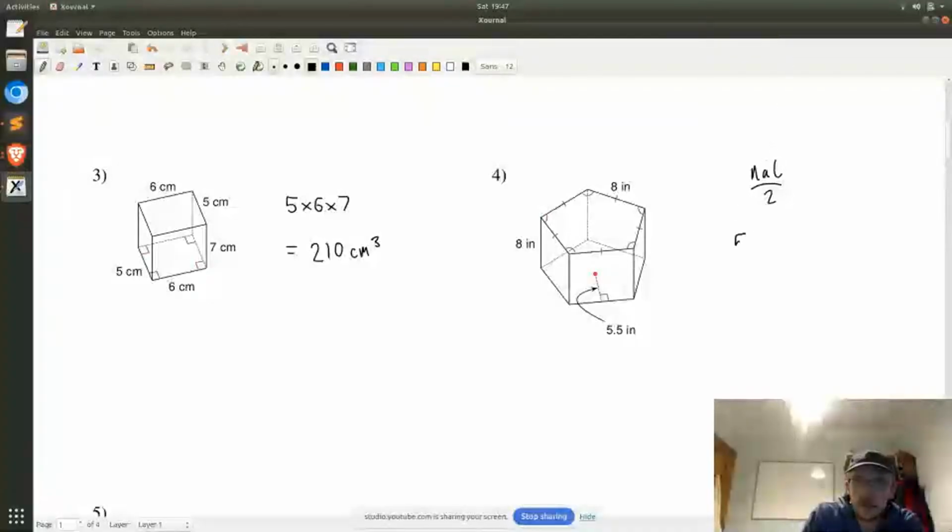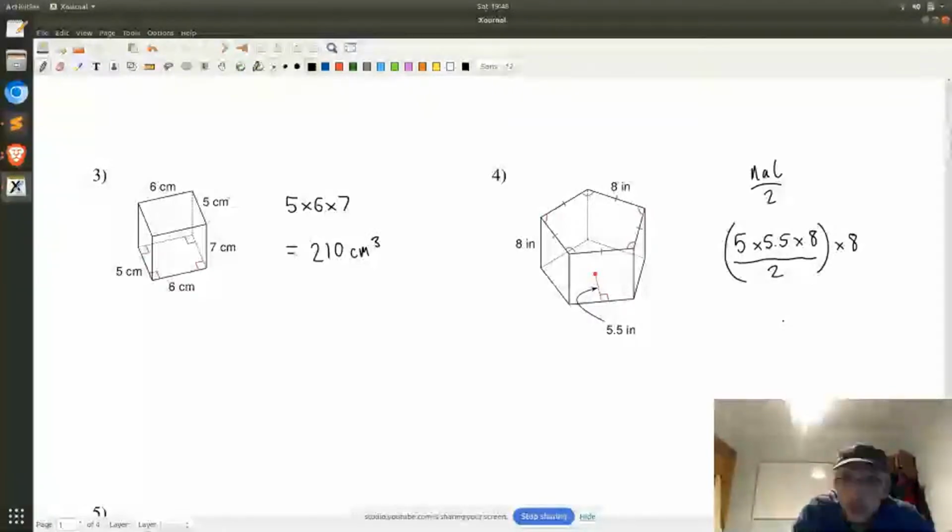So 5 times 5.5 times 8. All of that has to be divided by 2. And then we have to multiply all of that by the height, which is 8. So just do 20 times 5.5. So you'll get 11, and then times that by 10, so 110, and times that by 8, so you get 880, and so it's going to be 880 cubic inches.